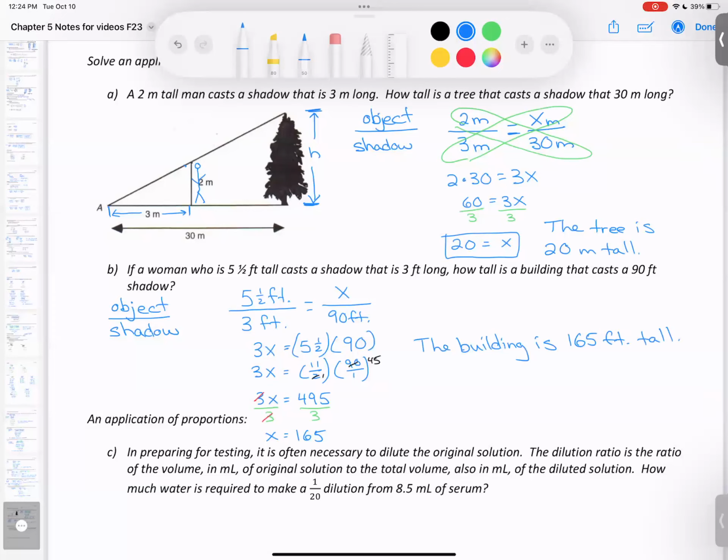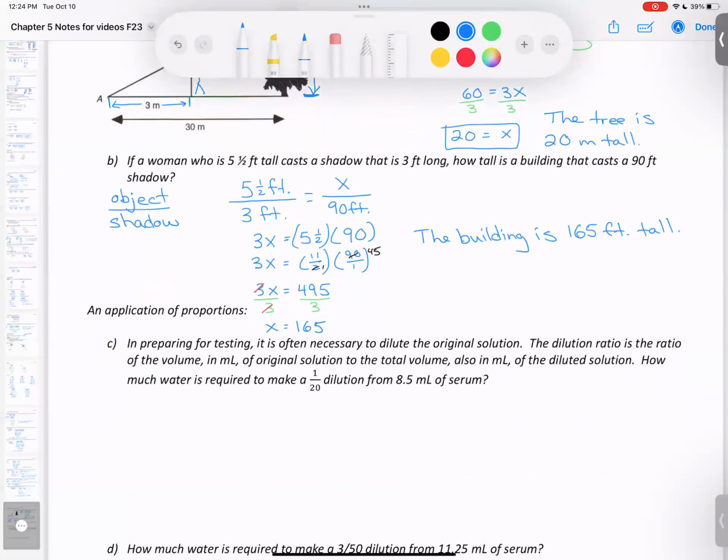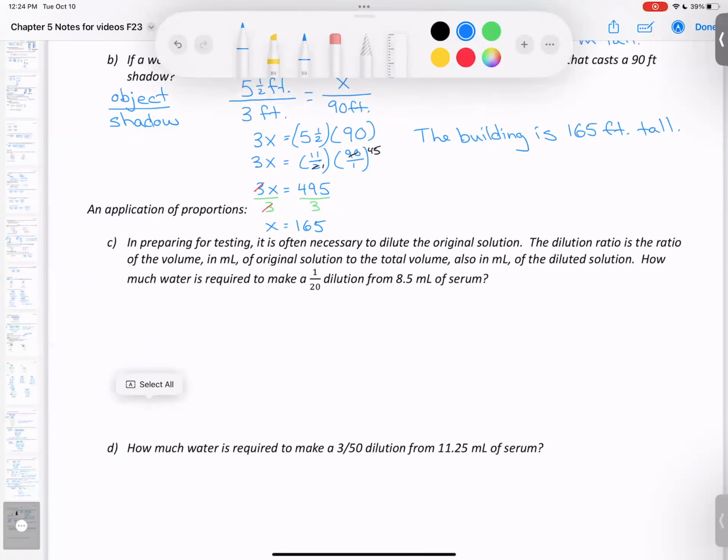Okay, let's take a look at these next two. So these are dilution questions. And if you happen to be going into nursing, these ones will be particularly useful to you. Okay, so in preparation for testing, we often need to dilute a solution. The dilution ratio is going to be the ratio of the volume that you use in your original solution to the total volume of the diluted solution.